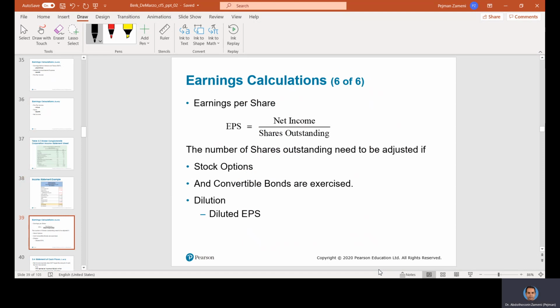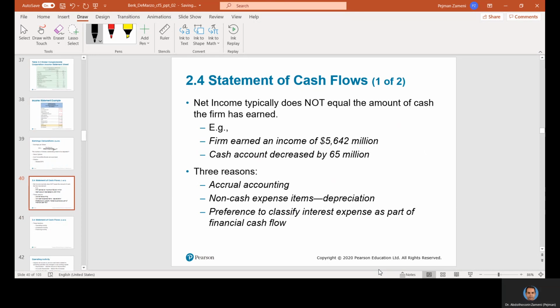Earnings calculation, earnings per share: net income or profit after tax divided by shares outstanding. The number of shares outstanding needs to be adjusted if stock options are granted to the higher management or convertible bonds are exercised. Then we calculate the diluted earnings per share, because the number of the outstanding shares will change.